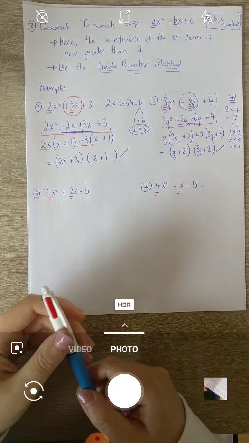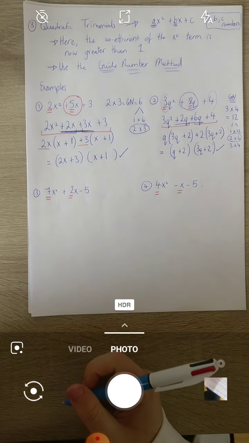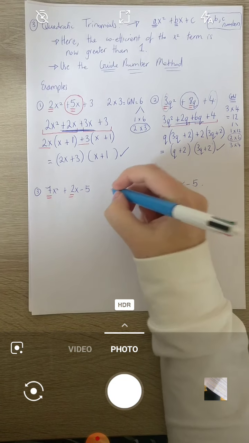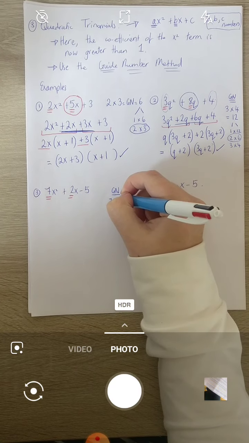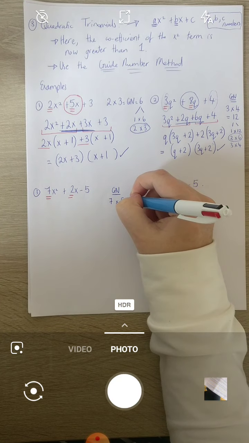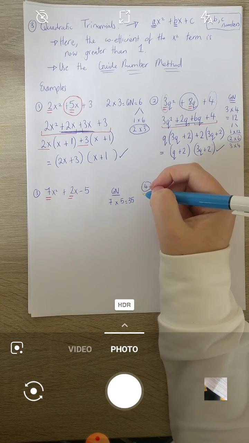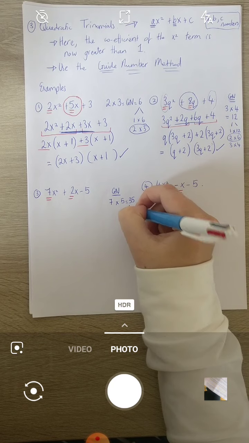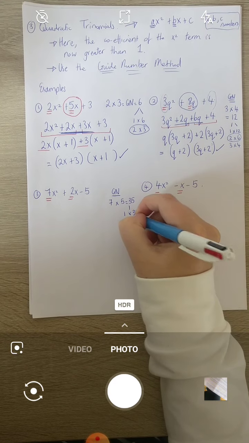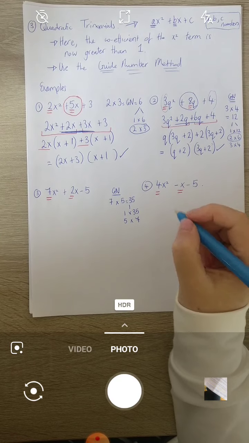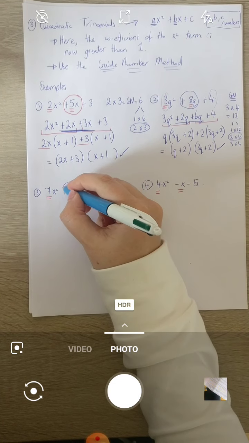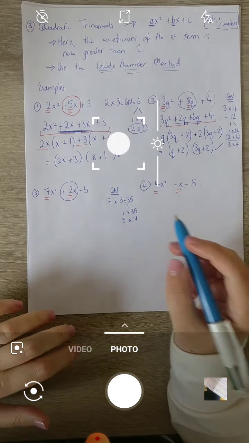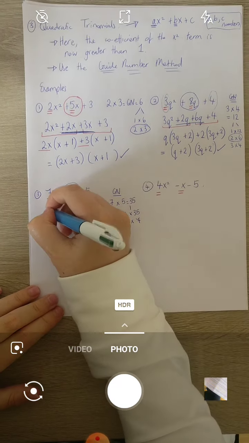Okay, next example, we've 7x squared plus 2x minus 5. So remember, our guide number is found by multiplying the coefficient of x squared by the constant. So 7 fives is 35. We have factors of 35, 1 times 35 and 5 times 7. Okay, so we're trying to replace the plus 2x in the middle. So the only two numbers that would give us a 2 here are the 7 and the 5.